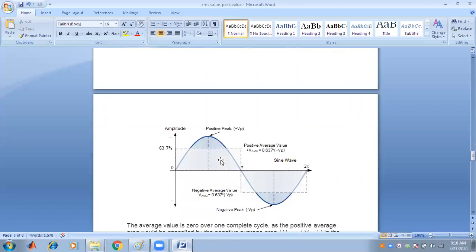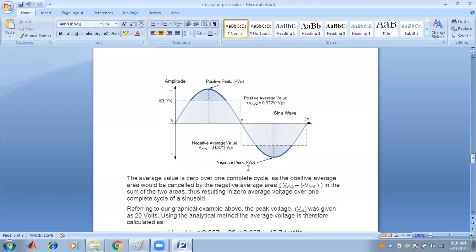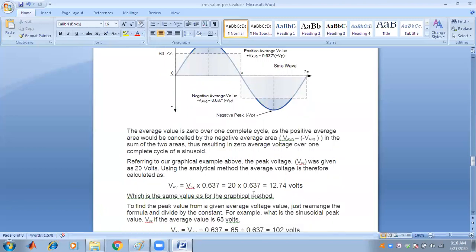It is 63.7%. It has a positive peak and a negative peak. The average value is 0 over a complete cycle, because the area under the graph for a sine wave is 0 for a particular time period. So the average value will be 0. The positive area is cancelled by the negative area, so the resulting total area will be 0.